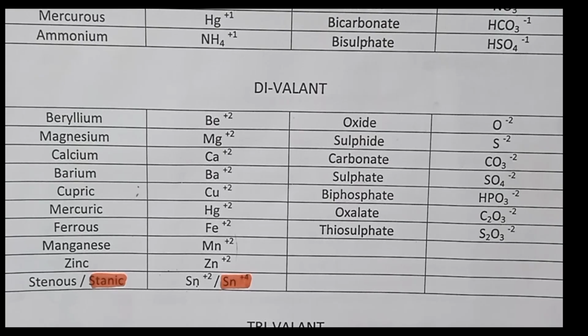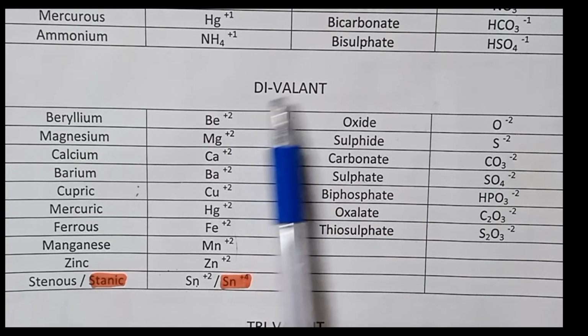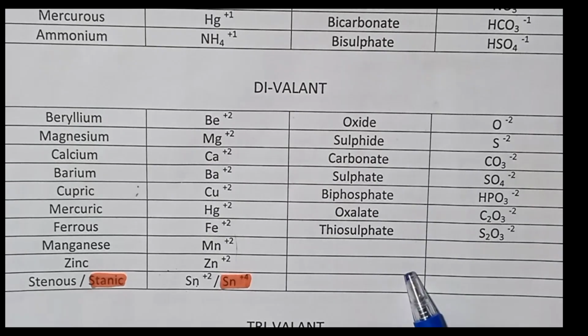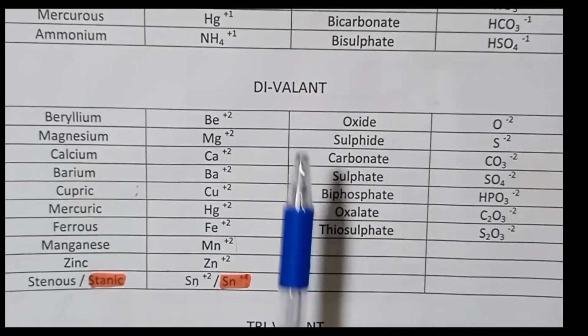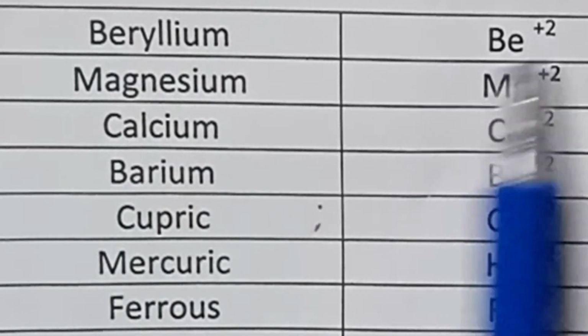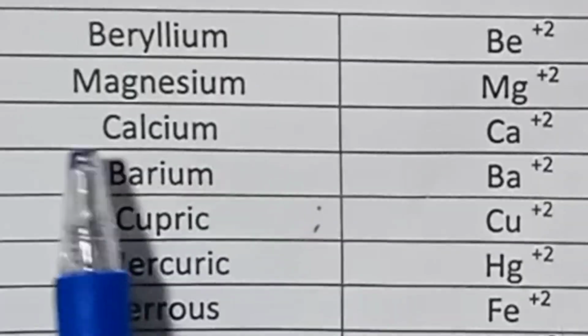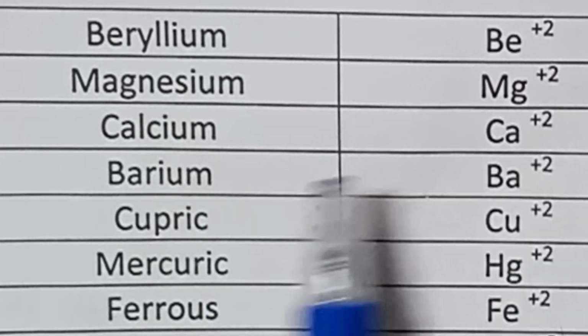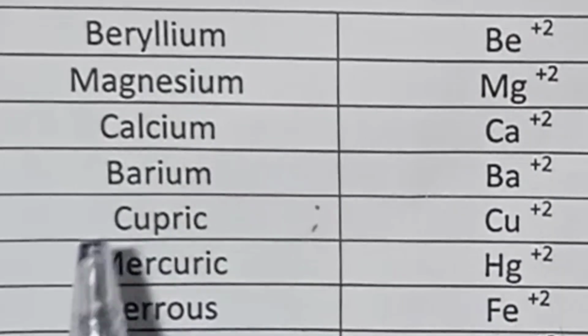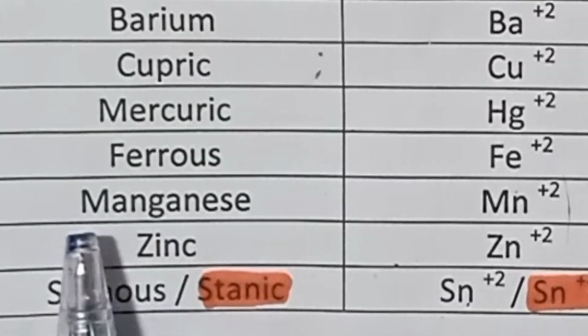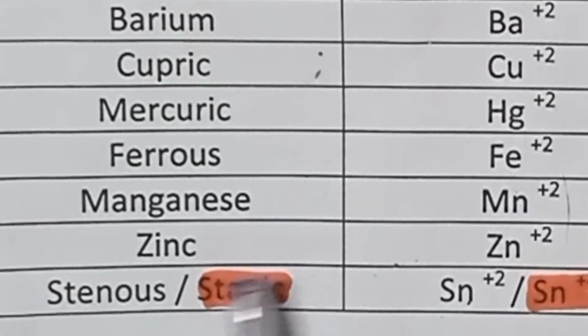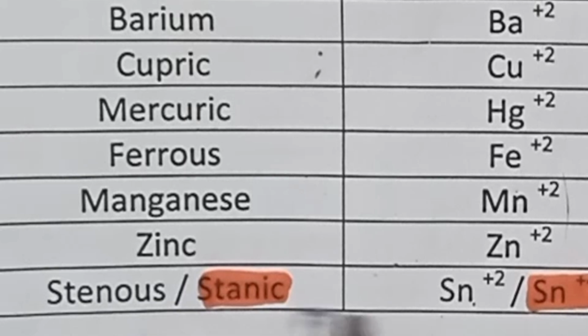Okay students, in this video we are going to learn divalent cations and anions. For the divalent cations, meaning plus 2 ions: beryllium Be plus 2, magnesium Mg plus 2, calcium Ca plus 2, barium Ba plus 2, cupric Cu plus 2, mercuric Hg plus 2, ferrous Fe plus 2, manganese Mn plus 2, zinc Zn plus 2, stannous Sn plus 2.